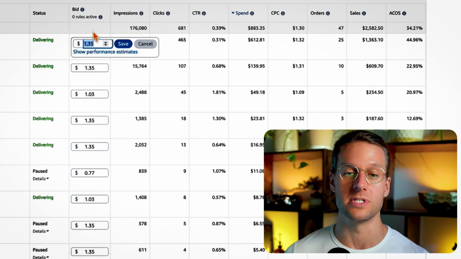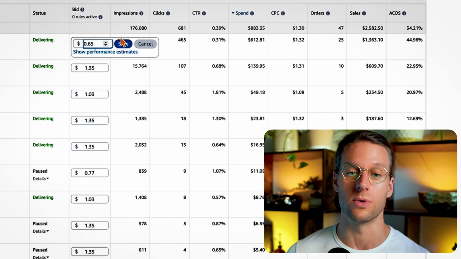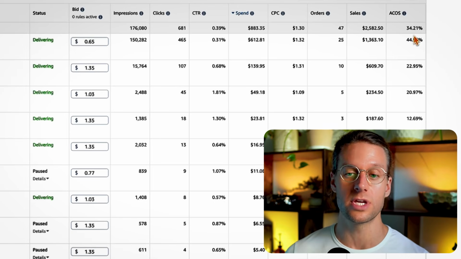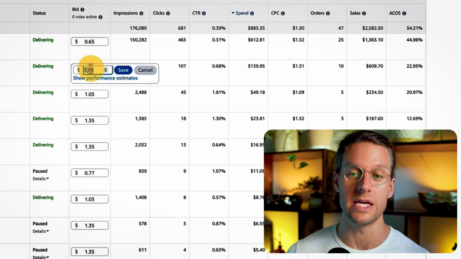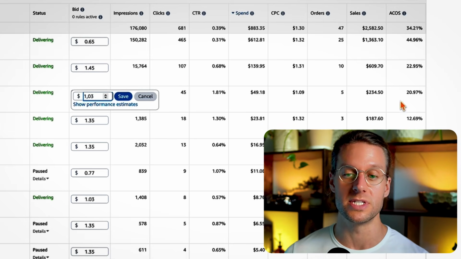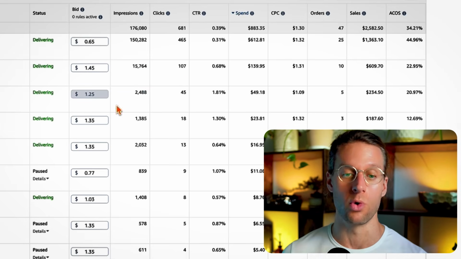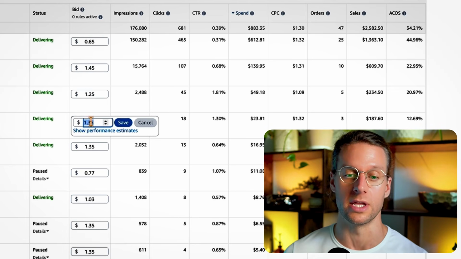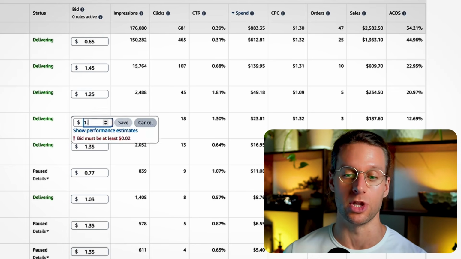Now it also happens to be the highest volume, which is why we don't wanna turn it off. We still wanna show up for that because it is a relevant term. Then for these other keywords that have good ACoS, we're gonna increase the bid. Again, we wanna do this incrementally. We don't wanna do huge swings, but since these are performing well, we wanna show up more for them. So we're gonna increase the bid incrementally for these targets that are performing well and are significantly below our target ACoS.